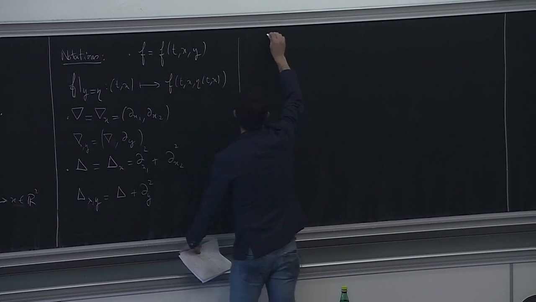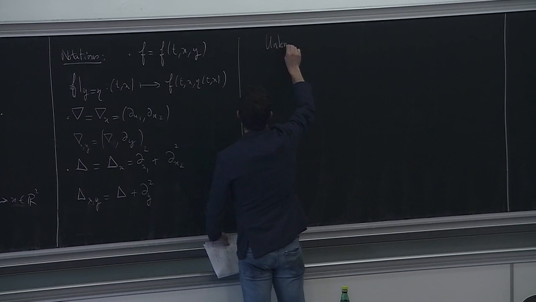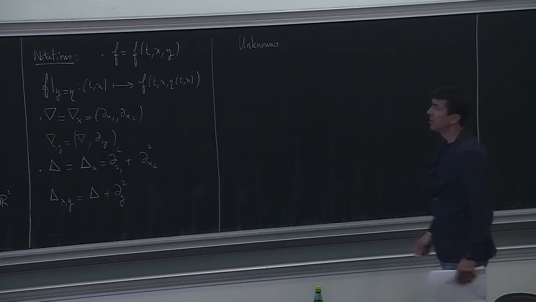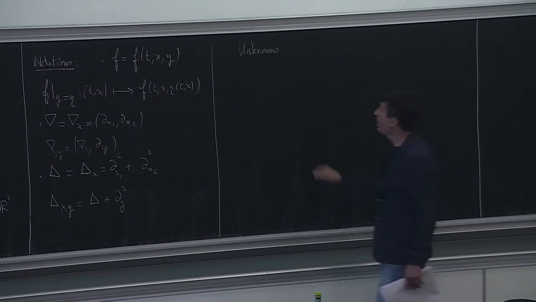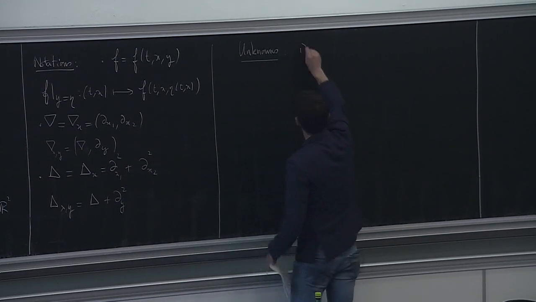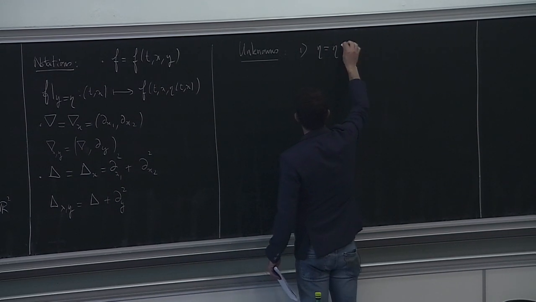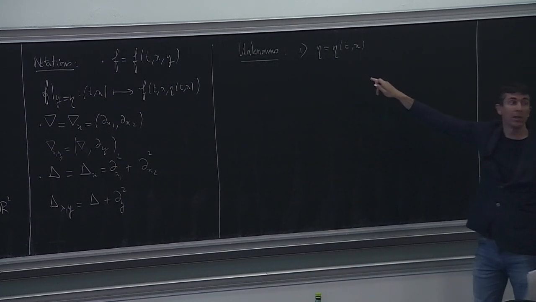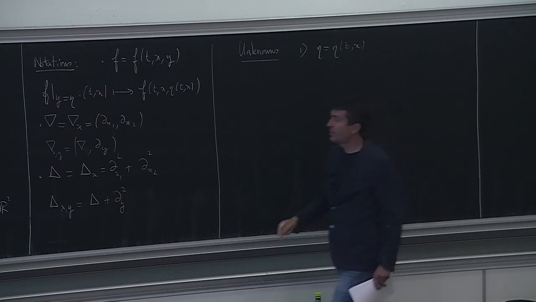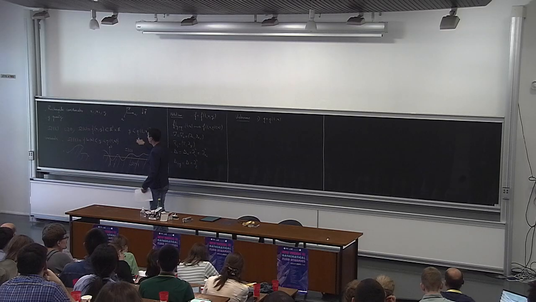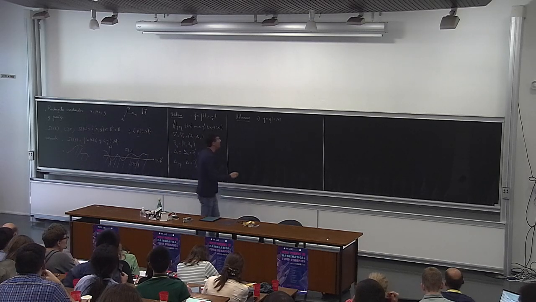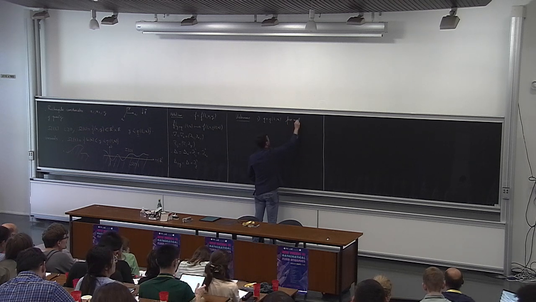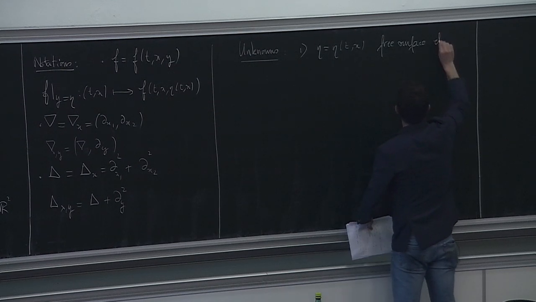Now, for our problem, the unknown will be, firstly, the function eta itself, which is an unknown of the problem. We say that sigma is a free surface because eta is an unknown that has to be determined. This is the free surface elevation.